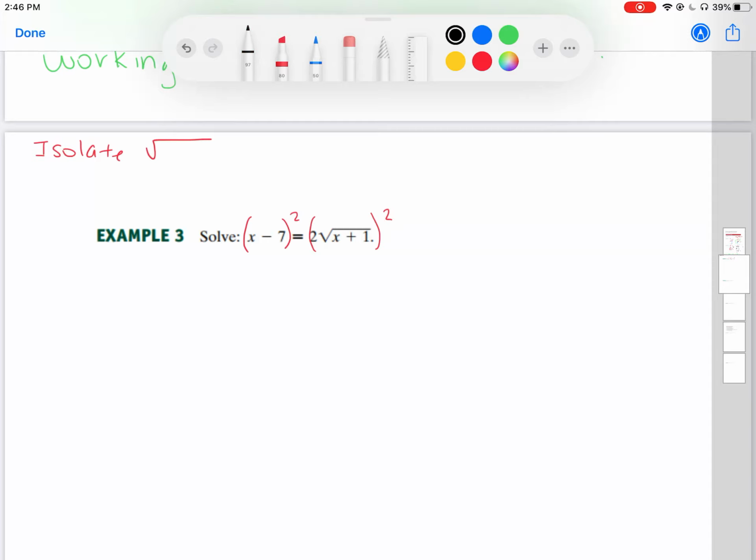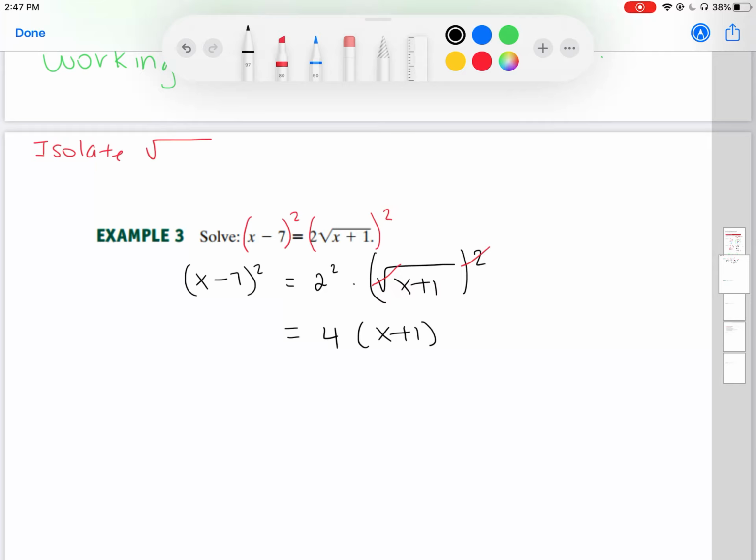So that we have x minus 7 squared is equal to 2 squared times the square root of x plus 1 squared. Now they're not being added or subtracted, they're being multiplied, so the square could apply to each one separately. So now we're left with, on the right hand side, 4, and that square root and square undo each other, so that I have x plus 1. Now on the left hand side, I have to FOIL, or you can go ahead and use your tricks for expanding.